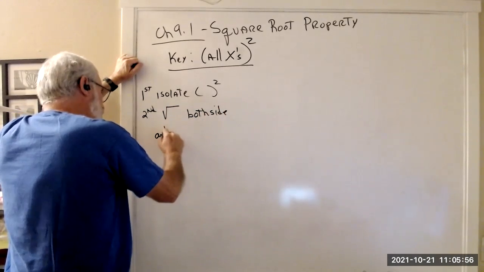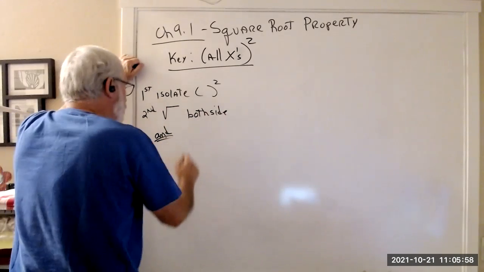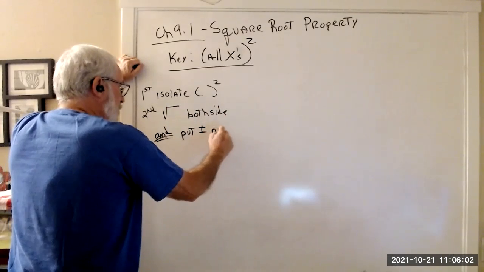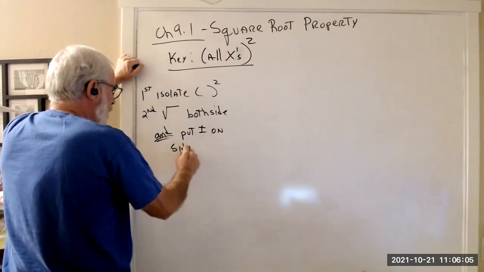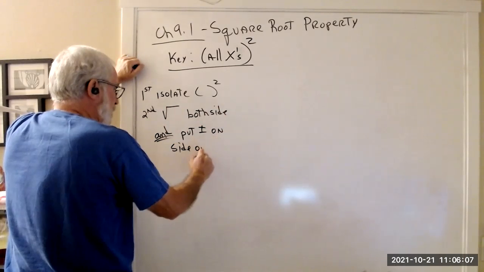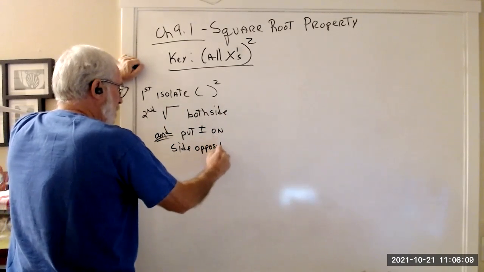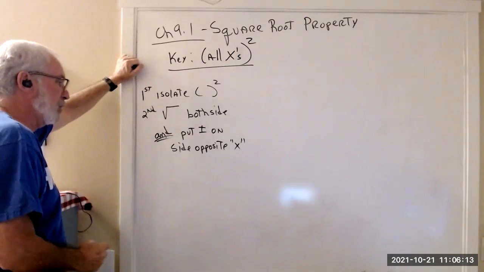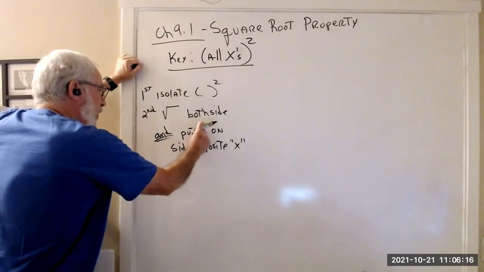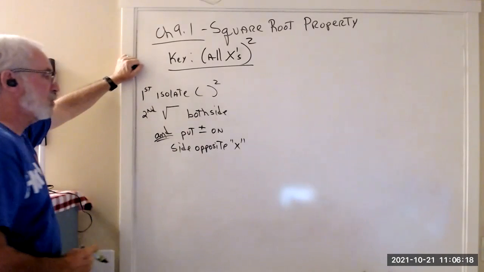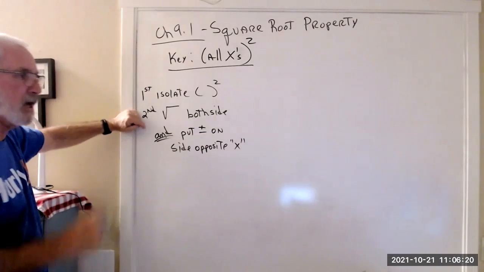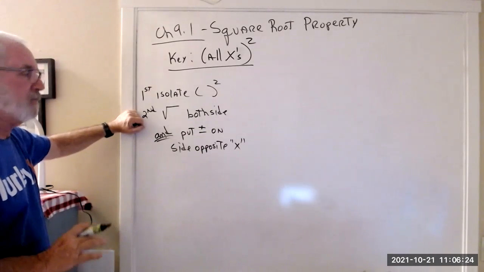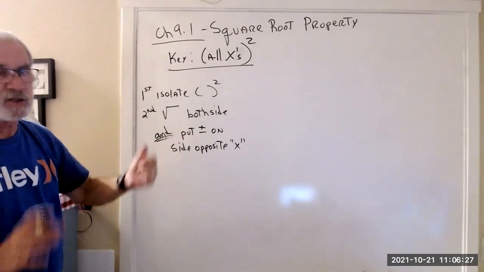And really important, put plus or minus on the side opposite the x. I'll explain what that means in a moment, but that right there, putting that plus or minus on the side opposite the x is the whole key to this whole process. In fact, that's the key to this entire chapter.